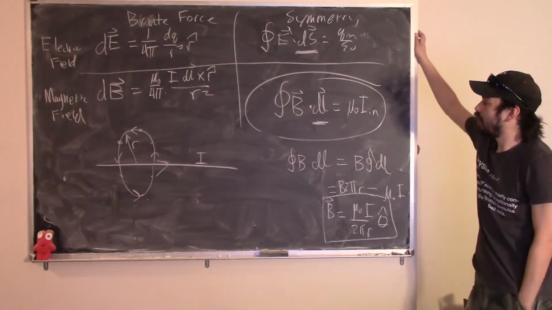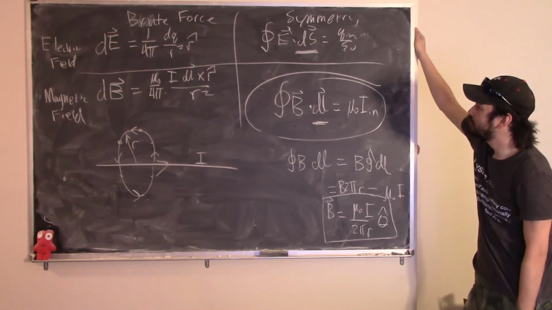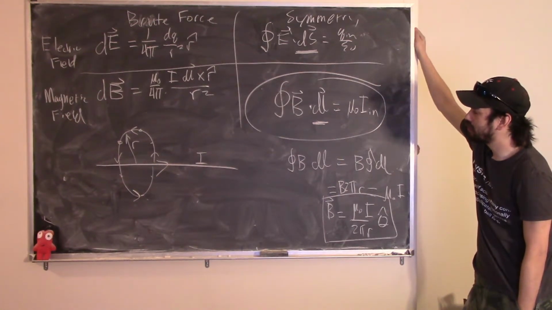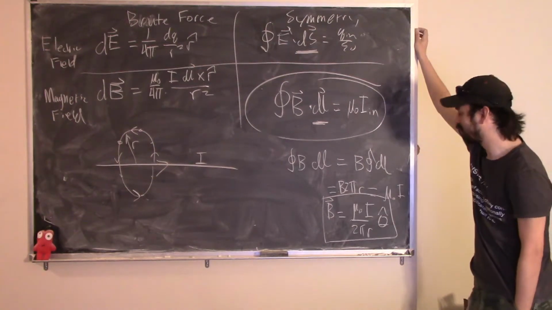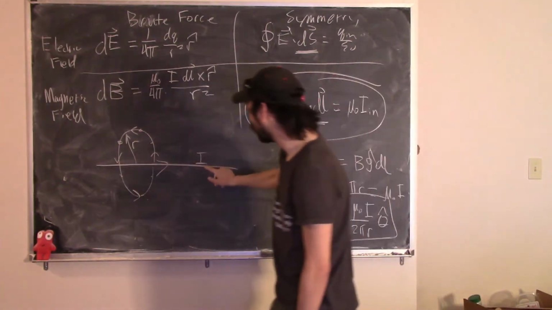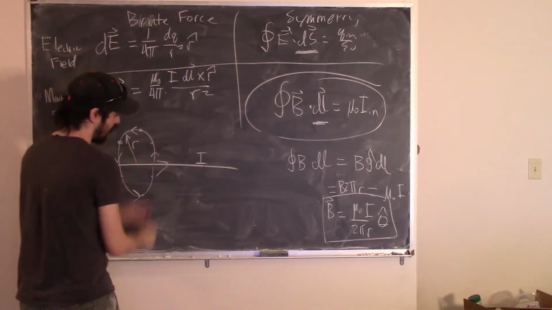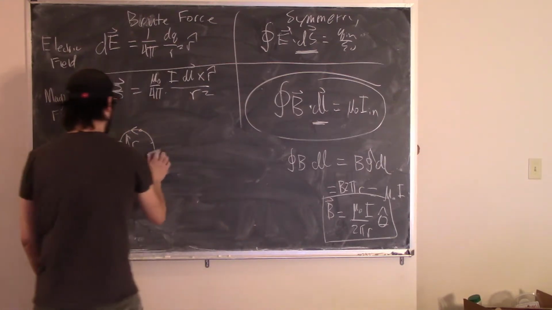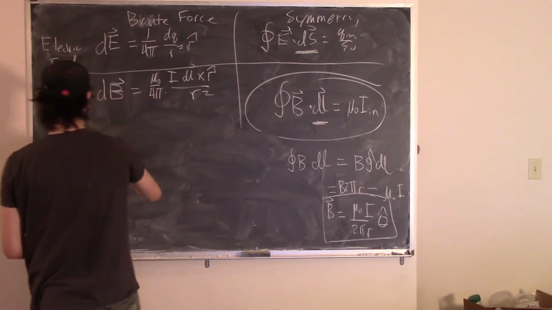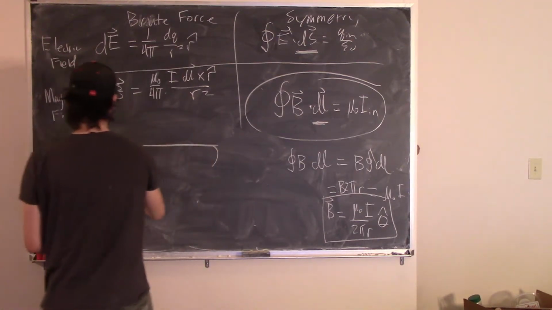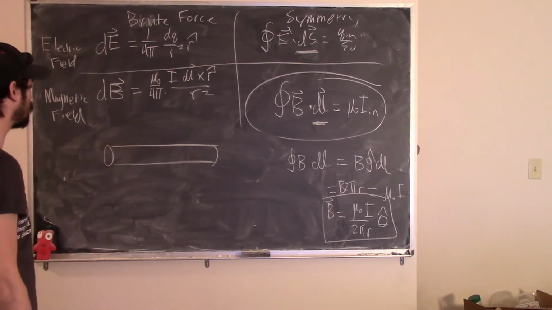Let me see. Is there anything else I want to say about this? Not really. Now, the other thing, yeah, there's something else I could say. This is just some current I in some really tiny wire. But to make this problem a little more interesting, I could ask what happens if I have some thick wire, and I want to find the magnetic field everywhere.